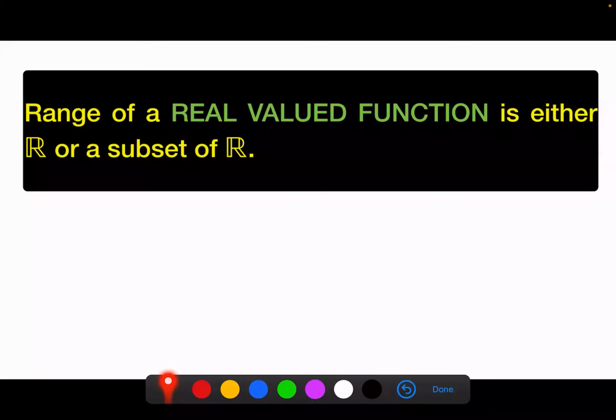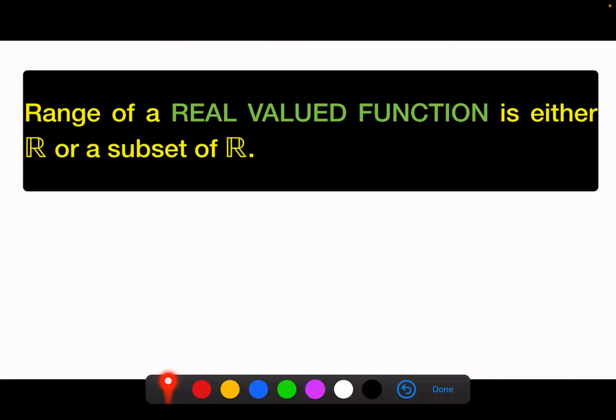Look at this. Real means you should think that we are looking at real numbers. Okay, so the set of real numbers. A real valued function means the range is either the set of real numbers or a subset of real numbers. Okay, so this is just a definition that you need to keep in mind.